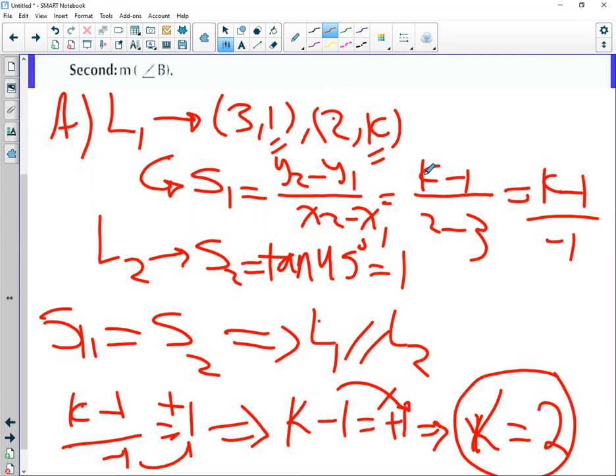The value of k, but wait. y2 minus y1 over x2 minus x1. This is negative 1. This is negative 1. So this is positive, and this is positive. Also, this is positive. So the result 1 minus 1 equals 0. Okay, sorry. Now let's complete, because we have only 10 minutes.